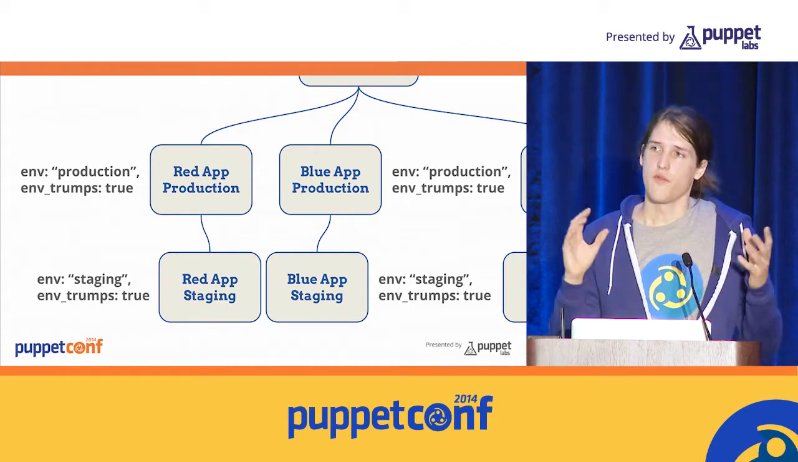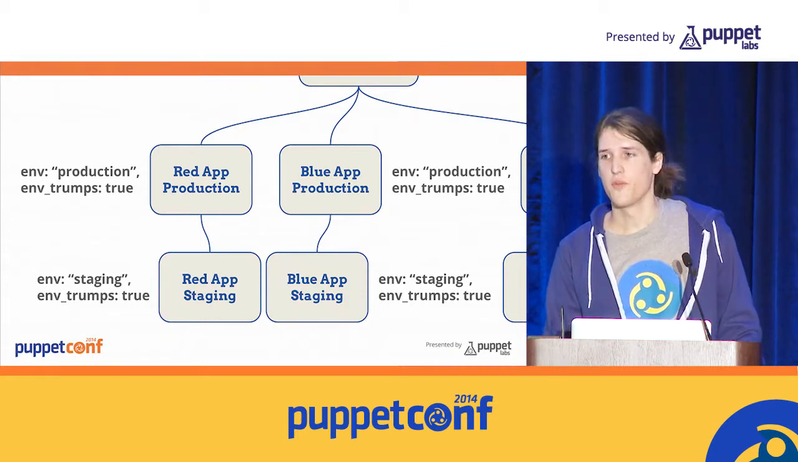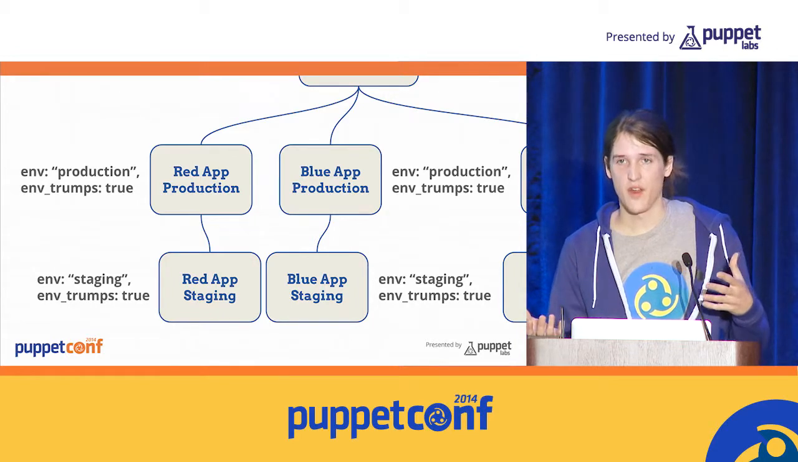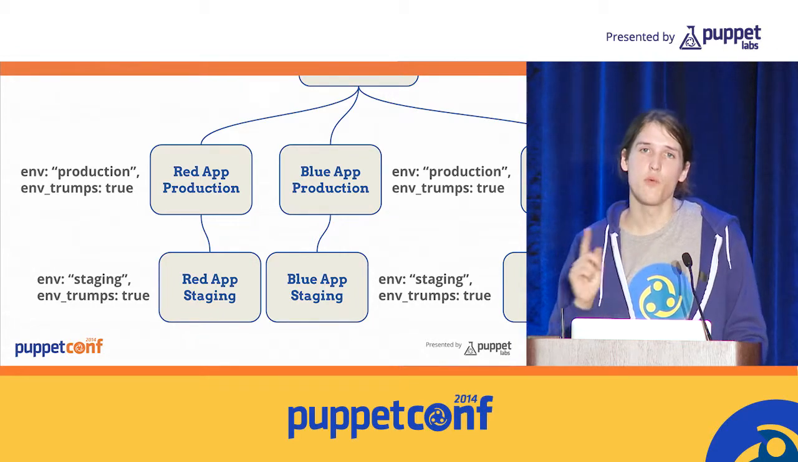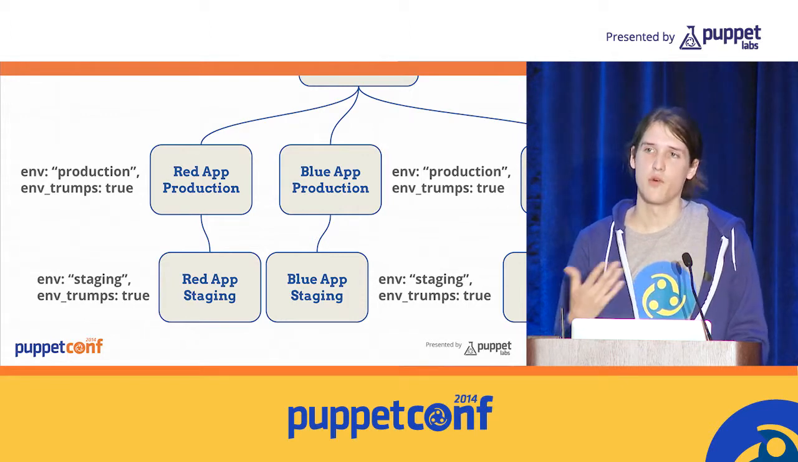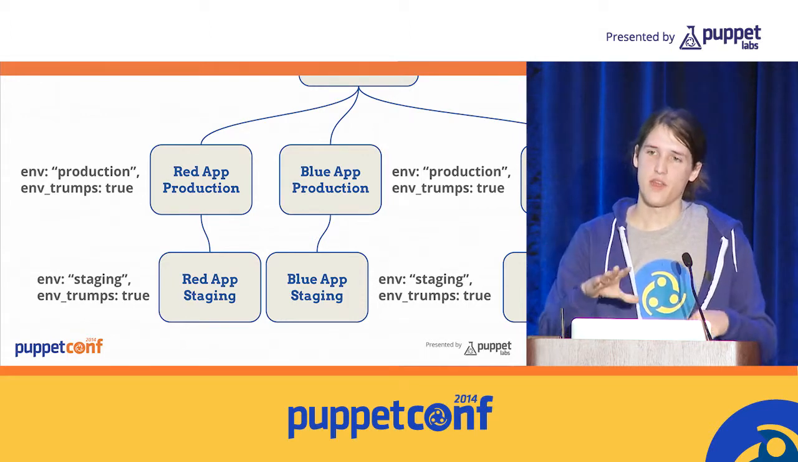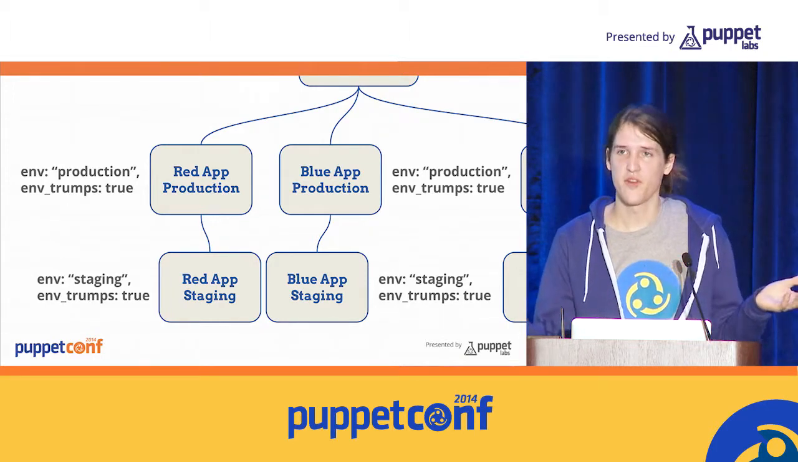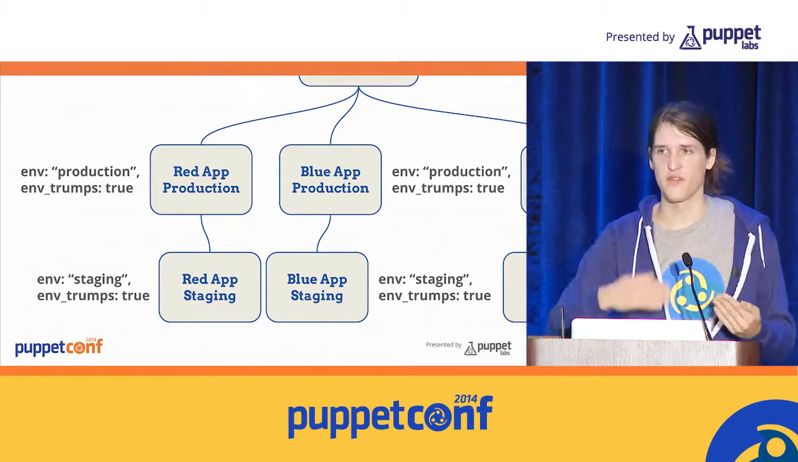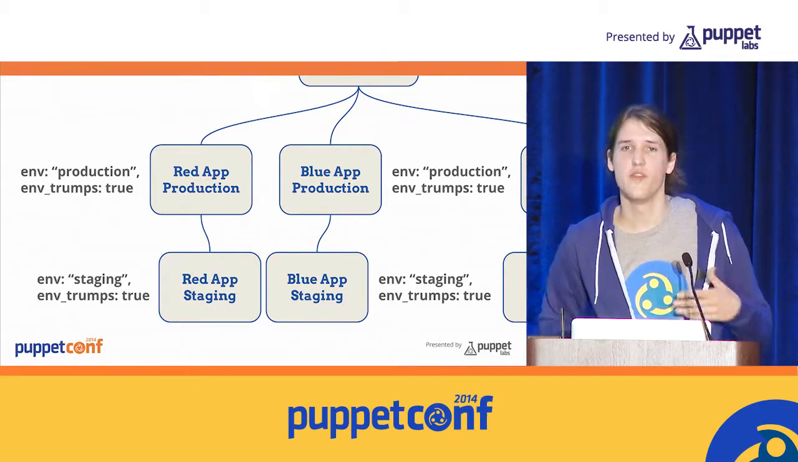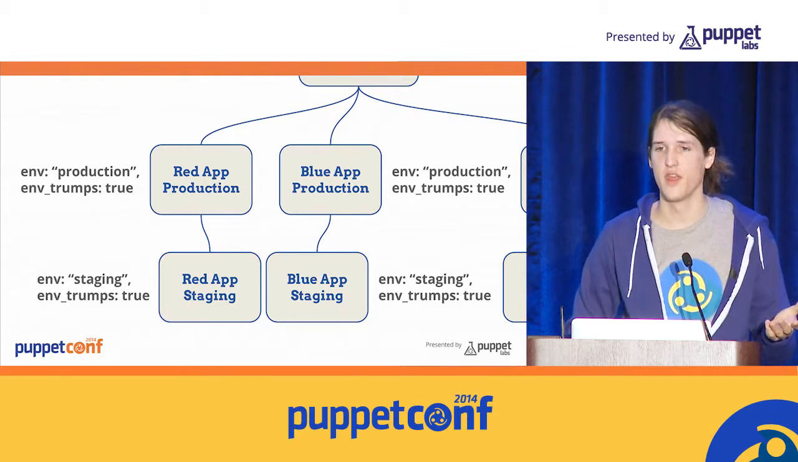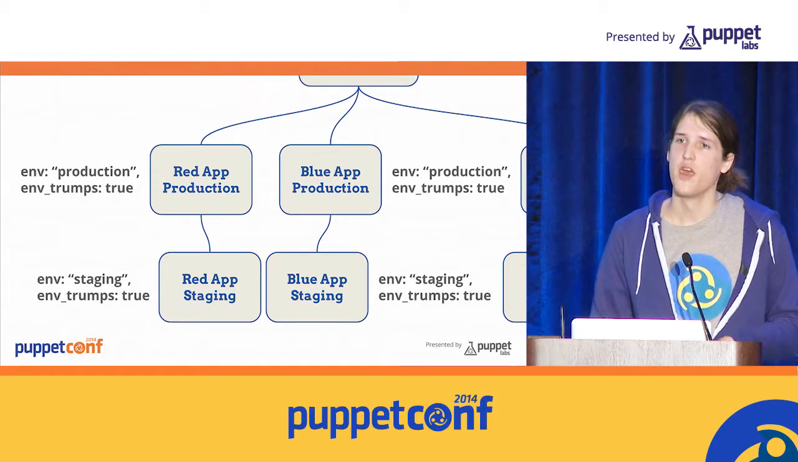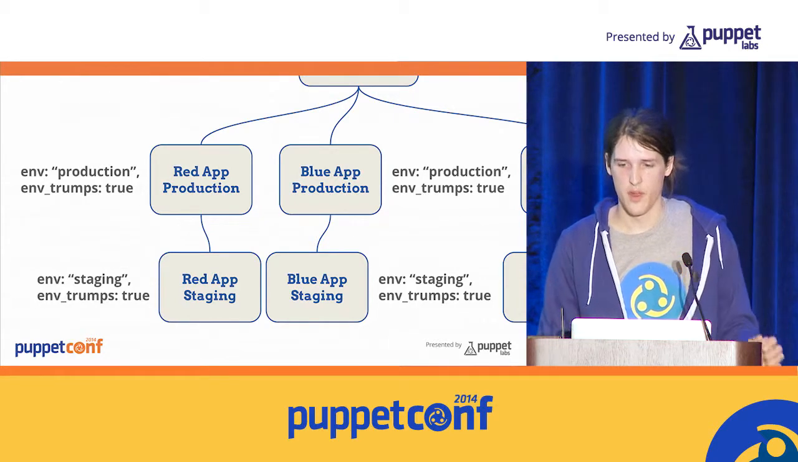So if a node is classified into multiple node groups and none of them have this environment trumps flag set, and they have different environments, then there's going to be a conflict. But if only one of them has the trump flag, then that one will win. We'll set that environment and send it back to the master. We don't get a strong validation here, but we'll send it to the master. If the master is okay with it, if it agrees that the classes and the class parameters that you've assigned do exist in the environment that has been overridden, everything will work. If not, you'll get a catalog compilation error, and you'll have to go in and adjust the environment for one of them.